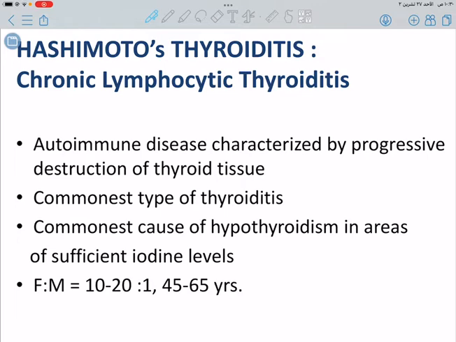It's the commonest type of thyroiditis, and the commonest cause of hypothyroidism in areas of sufficient iodine levels. What happens in Hashimoto's thyroiditis? In the early stages there is infiltration and destruction of the follicular cells, and we'll see the mechanism shortly, causing release of T3 and T4. So initially, early in the disease, are they hyper or hypothyroid? Hyperthyroid. After a while, with more and more destruction of the follicular cells, it becomes hypo. So it's the commonest cause of hypothyroidism in areas of sufficient iodine. It's much commoner in females, 10 to 20 to 1, and the age is usually the 40s to 60s.